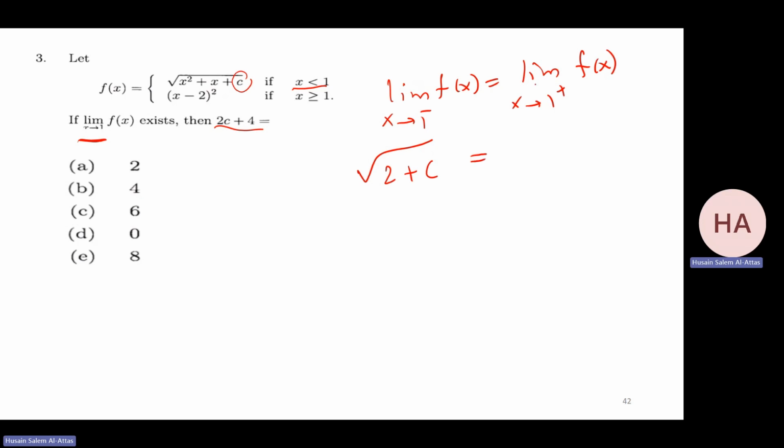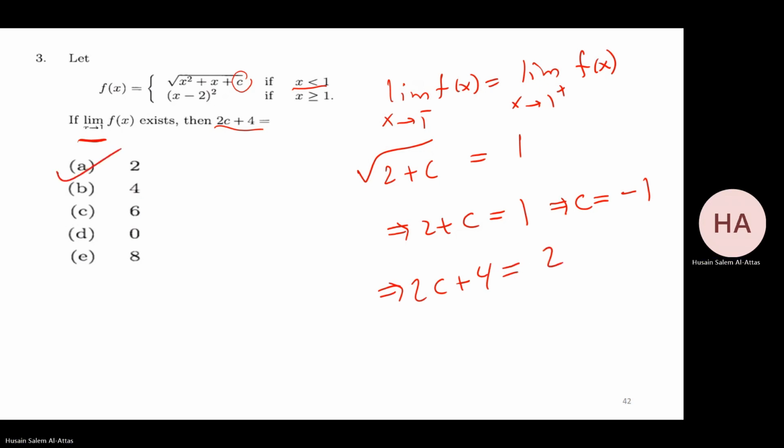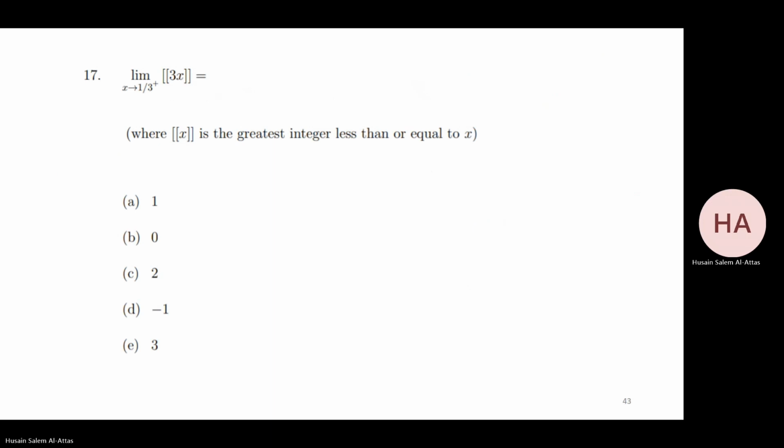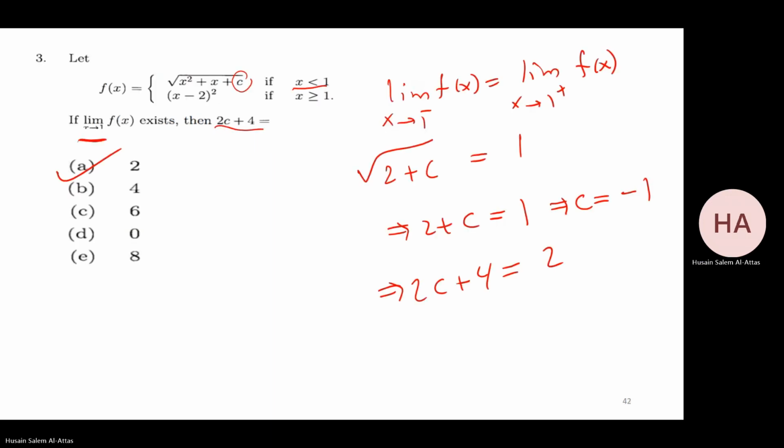2 plus C. From the right, it will be 1 minus (2 minus 1) squared, which is 1. Means 2 plus C equals 1. Actually, you can use it here, but it's okay. So C equals minus 1. That means 2C plus 4 equals 2, which is this one. Okay, I think I will stop here.